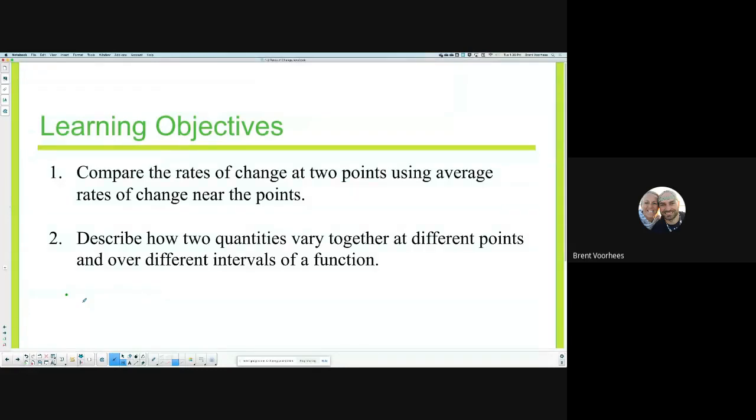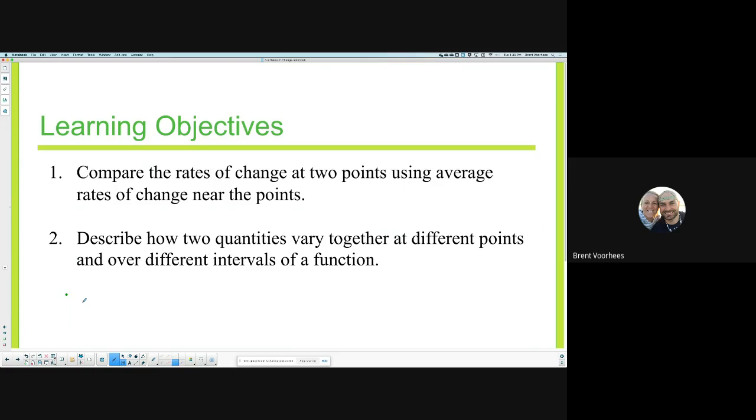Okay, so today what are we learning about? We're going to learn how to compare the rates of change at 2 points using the average rate of change, and we're going to start to touch in on the second one, how two quantities vary together at different points and on different intervals of a function. Just meaning we might be looking at intervals that are 1 apart and intervals that are 2 apart and stuff like that. So we're looking at average rate of change.